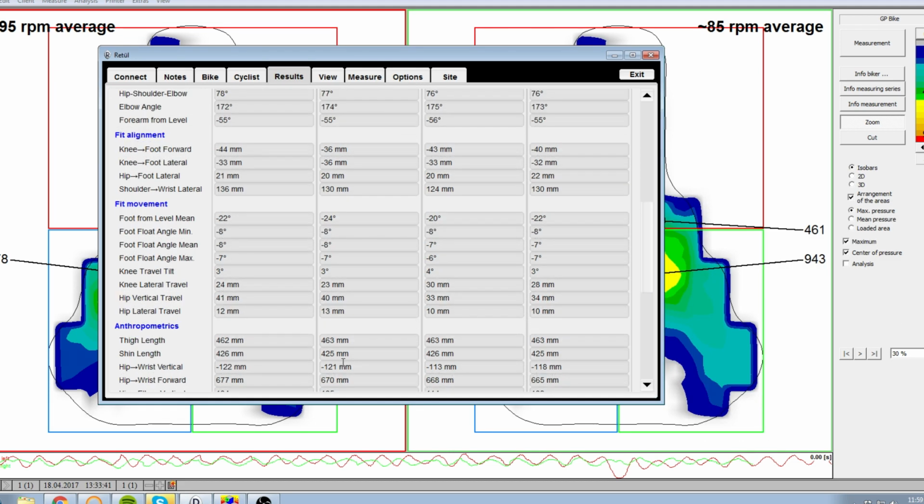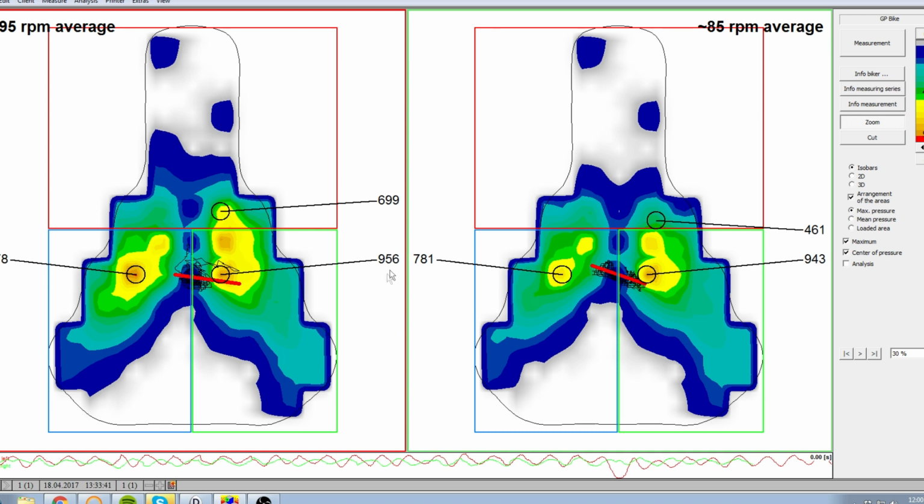The great thing is he stays pretty stable, but things tend to clean up a little bit when he goes to his more comfortable cadence. His hip vertical motion drops just a little bit. And the most prevalent thing was with his saddle pressure, which we're seeing here. So on the left, obviously higher cadence, on the right lower.